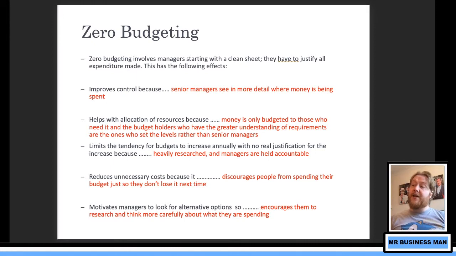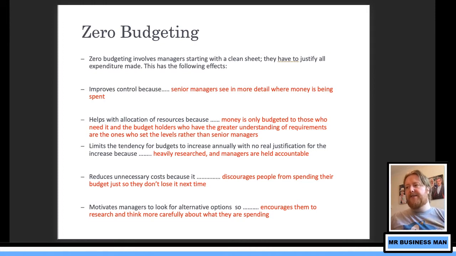So what you'd be better doing is either having that trust that your employers know that they're not going to needlessly reduce your budget, or if you start with a zero budget, then as long as you can justify you need £1,000, then you're good to go, can't you? It motivates managers to look for alternative options, so it encourages them to research and think more carefully about what they're spending. The idea is it does put pressure on people, though. It's not as forthcoming with actually giving you support, giving you stuff to work with in this regard.